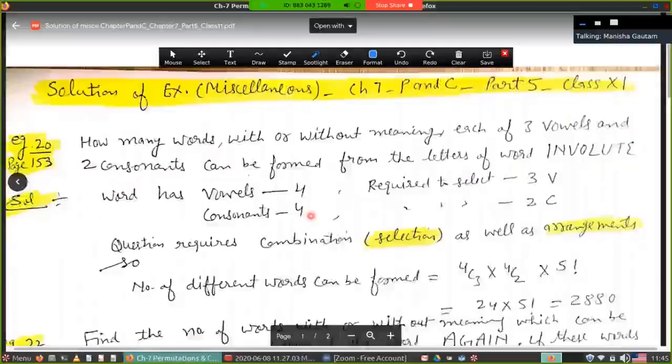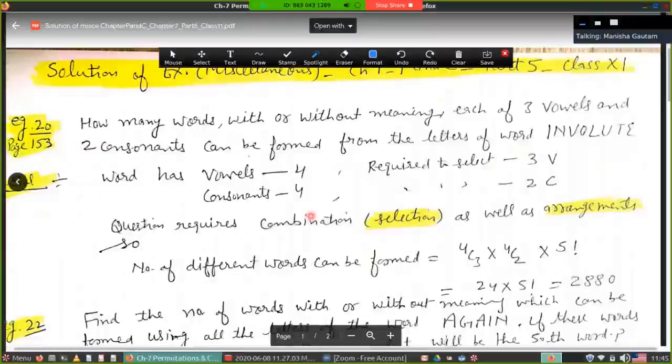How many vowels and consonants are there? First of all, you have to write down that 4 vowels and 4 consonants are given to you in the word INVOLUTE. Total 8 letters are there, 4 vowels and 4 consonants. How many are required to make the word? 3 vowels and 2 consonants. It is given to you that you have to take 3 vowels and 2 consonants.